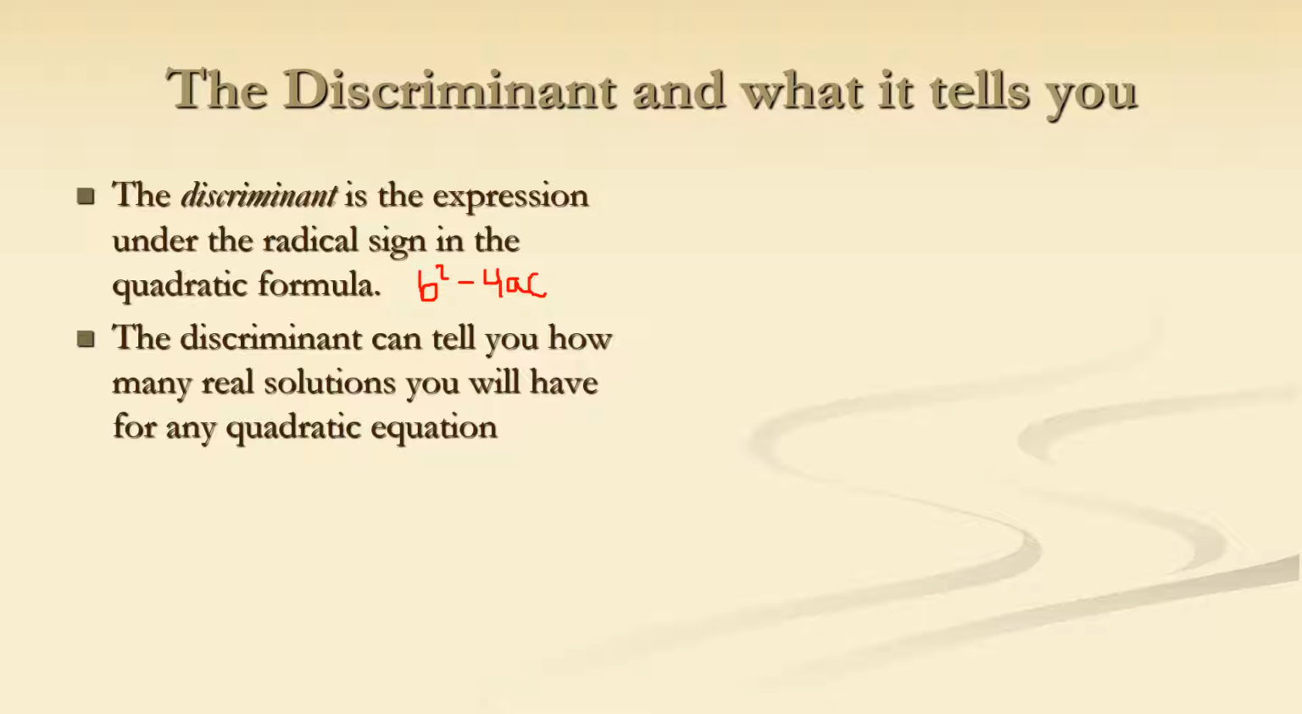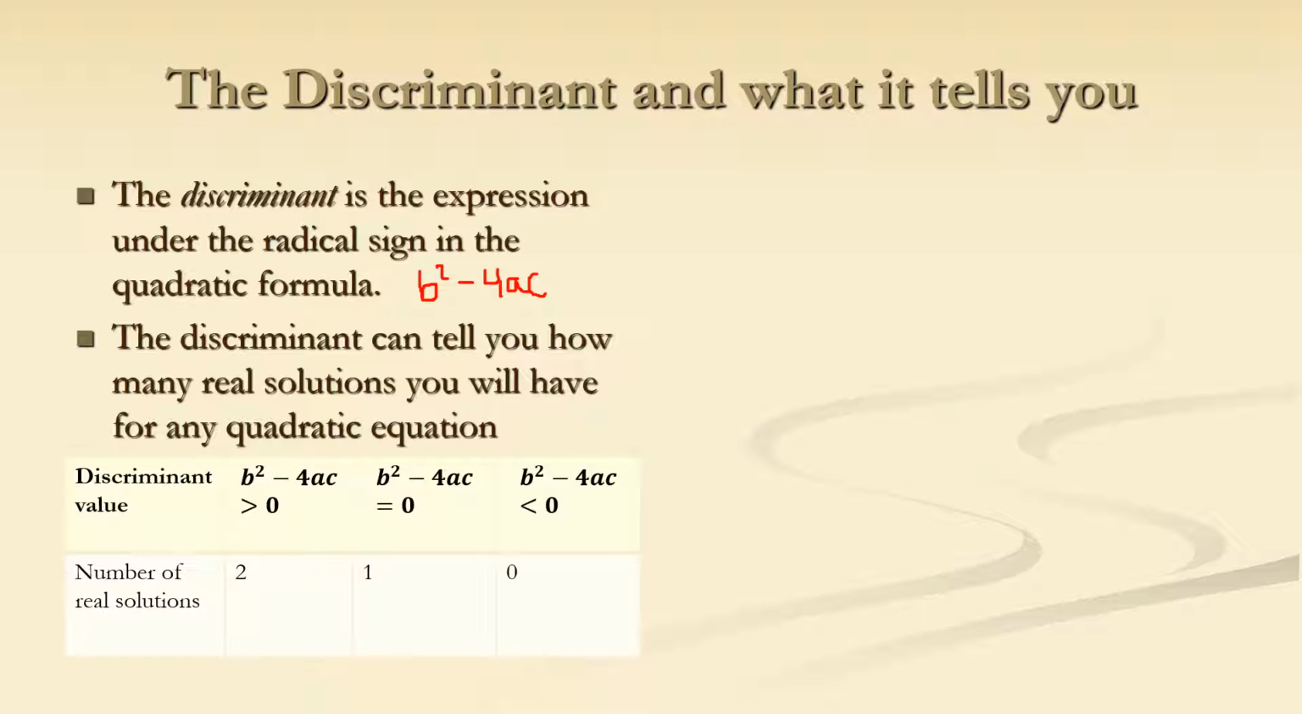Copy down the chart that's going to come up here because this is what the discriminant will tell you. If your discriminant value is greater than 0, you'll have 2 real solutions. If your discriminant value is equal to 0, you'll have 1 real solution. And if your discriminant value is less than 0, you will have no real solutions.